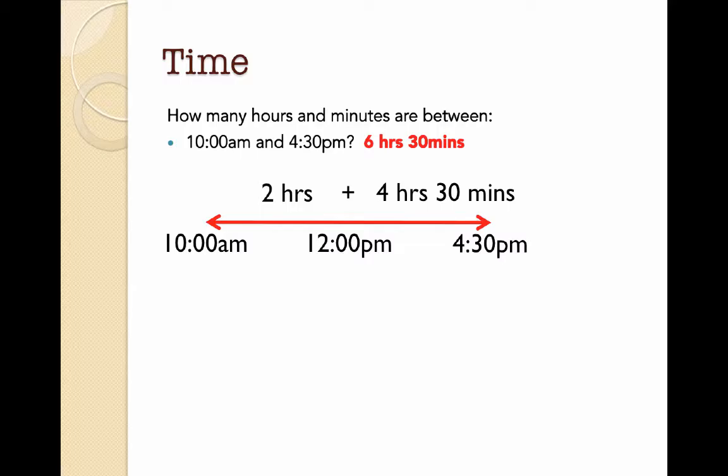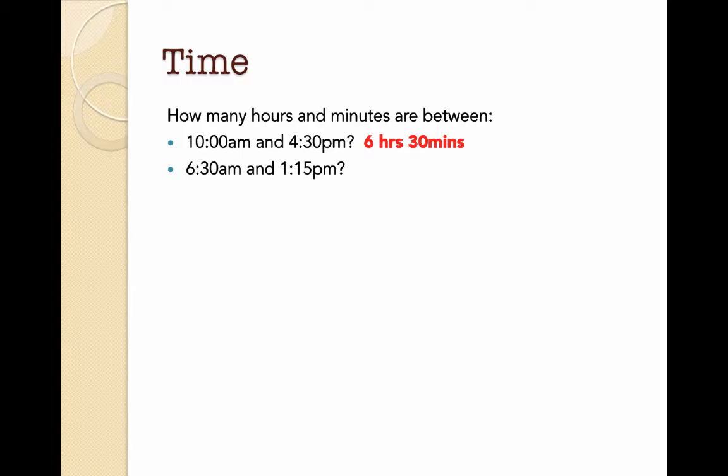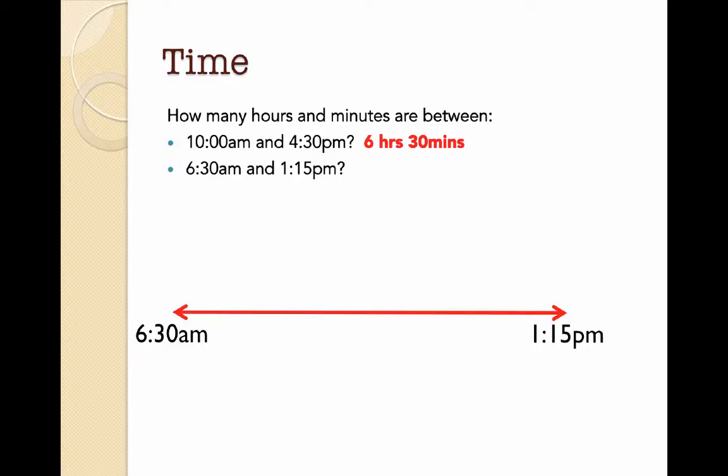Let's try that strategy again, but with two different times. Let's say I want to know the difference between 6:30 a.m. and 1:15 p.m. Well, there's a large amount of time between those two times, so I'm going to break it up, and again I'm going to think about midday. I'm going to think about 12 o'clock. Because the difference between 12 and 1:15 is just 1 hour and 15 minutes. That's a really easy one to do. So if I can work out how much time there is between 6:30 and 12, that'll make my life a lot easier. But that might be a bit of a struggle too sometimes.